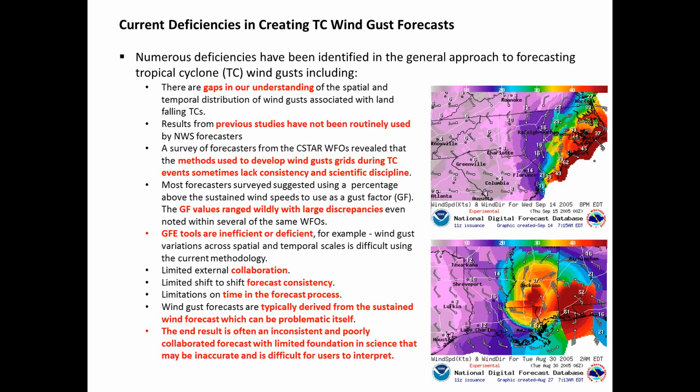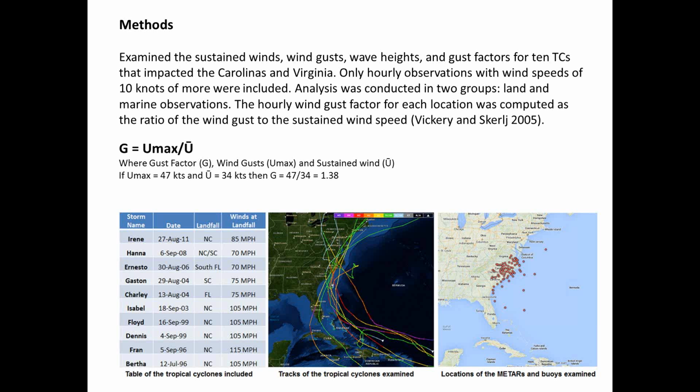So in our project specifically, we examined the sustained winds, the wind gusts, wave heights, and gust factors for 10 tropical cyclones that impacted the Carolinas and Virginia. In the bottom center of the slide, you'll see the map of the tropical cyclones that we examined. We examined both land and marine observations, and for each of those, we computed a gust factor, which essentially is just the ratio of the wind gust to the sustained wind speed.